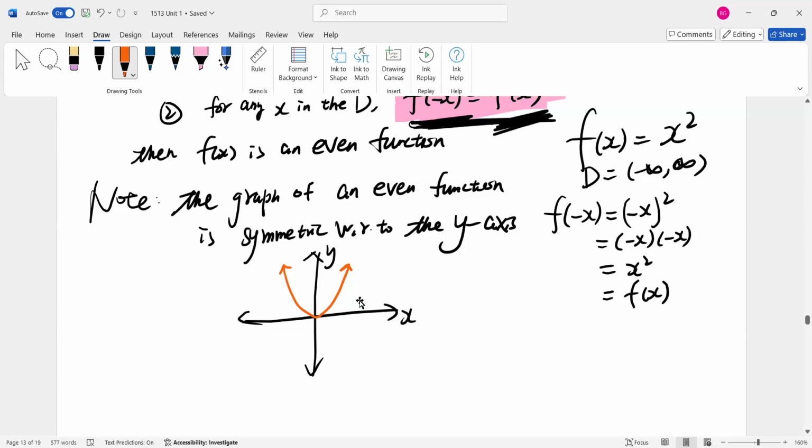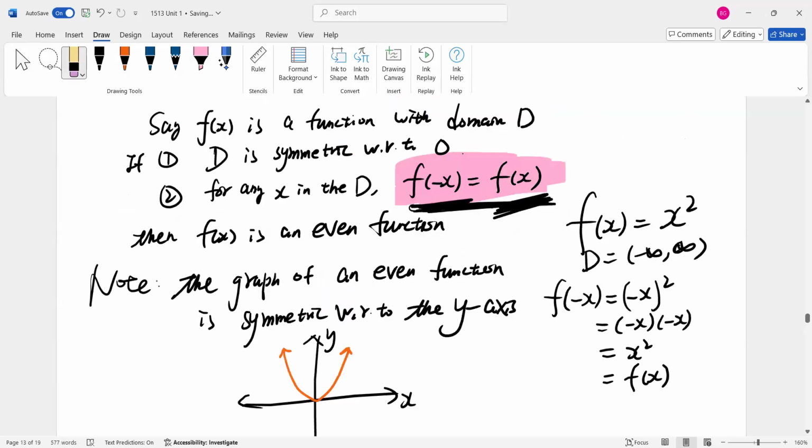You see what I'm talking about? This part would be the reflection of the other side, and this side would be the reflection of the other side. After the sides reflect, it's still the same graph. So in order to satisfy this condition, f of negative x equals f of x, the graph must be symmetric with respect to the vertical axis, the y-axis.